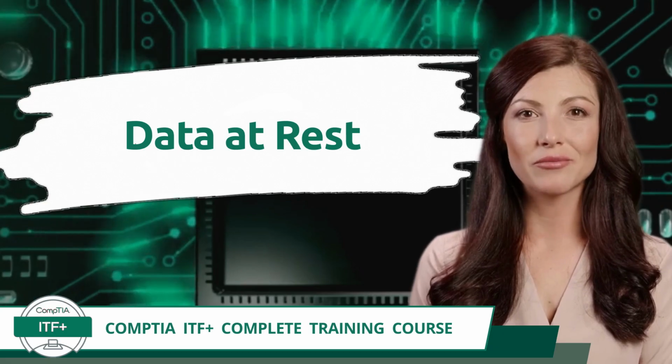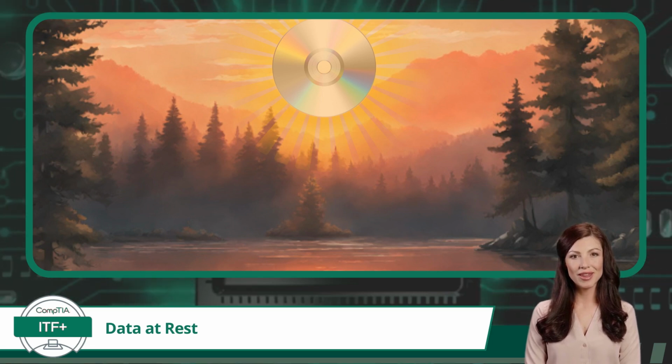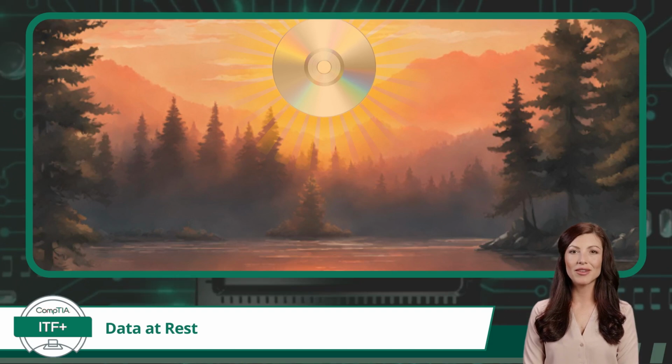Data at rest. Imagine a calm, serene lake with the sun setting in the background. The stillness of the water is reminiscent of data at rest in the world of information technology. Simply put, data at rest refers to data stored on devices like computers or servers, not actively being used or transmitted. More specifically, it is the files and documents that sit quietly on your hard drive. However, this stillness doesn't guarantee safety. That's where encryption comes in.